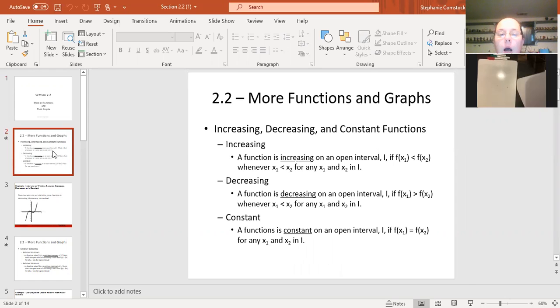For an increasing function, we consider a function increasing on an interval, okay? Now, it specifies here that f of x1 is less than f of x2 whenever x1 is less than x2. What you need to understand here is that when it says the word whenever, that means we've already selected x1 less than x2. So we're making that occur first. And this occurs for any x1 and x2 in the interval.